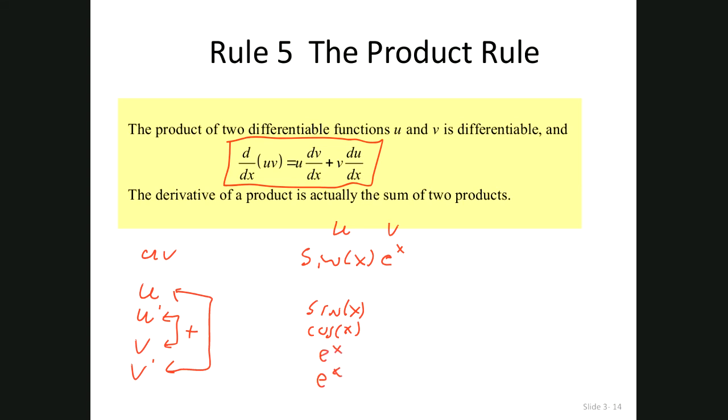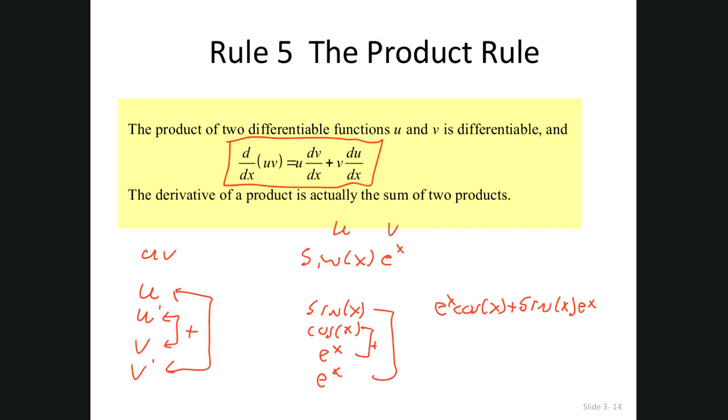So now my answer is just the two inside functions multiplied together. So I've got e to the x cosine of x, plus, and then the outside functions multiplied together. Sine of x, e to the x. Now I could have put the e to the x in front. It really doesn't make any difference. But that's how I do the product rule.